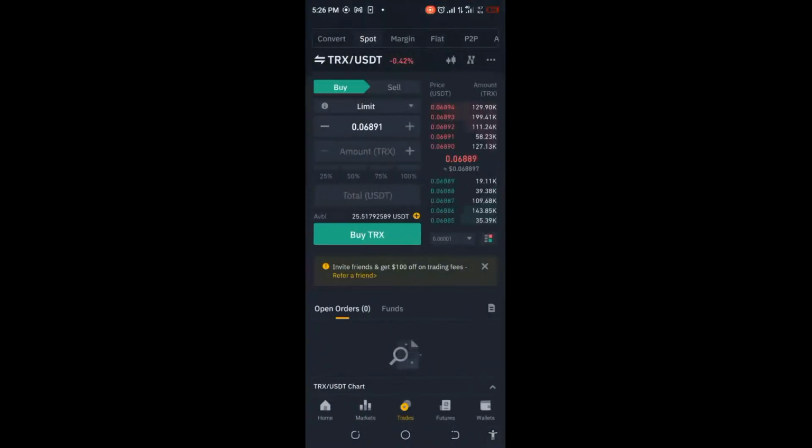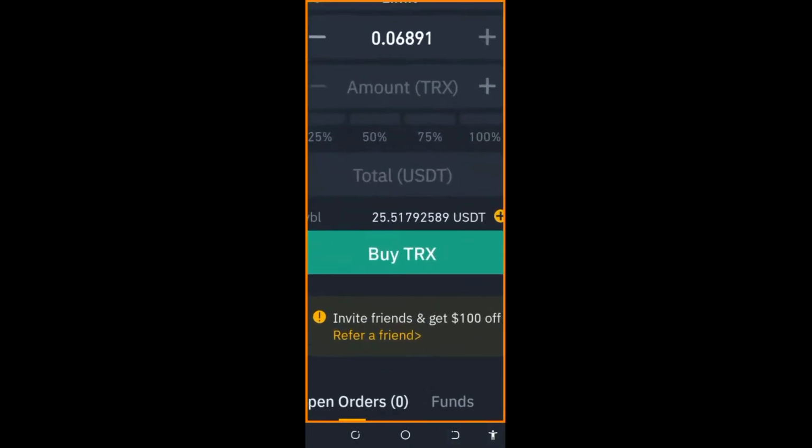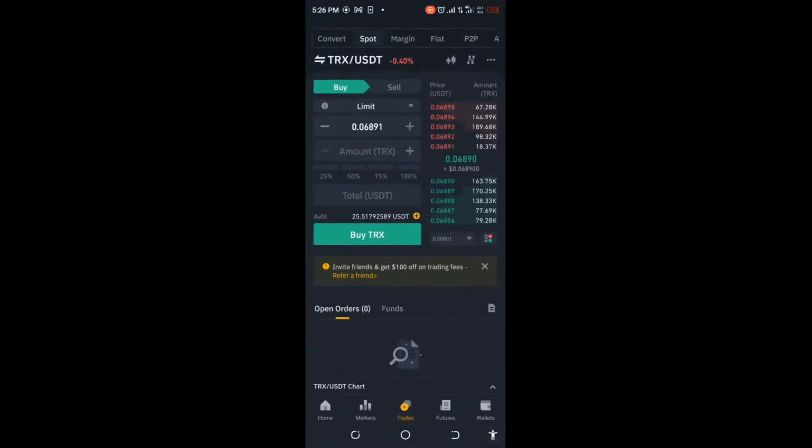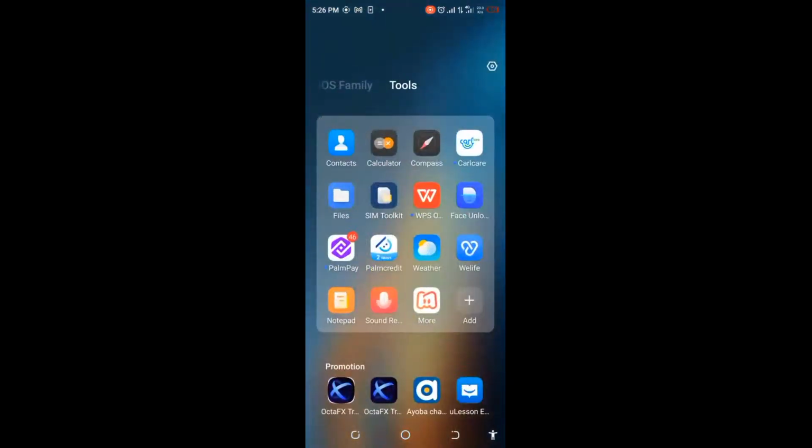So now let's go and see. We have 25.51. Okay, let's go and see what that's giving us. It isn't too much of a profit, but imagine you had $200 to do this, or $500, or even $100, you would have made a lot of money.